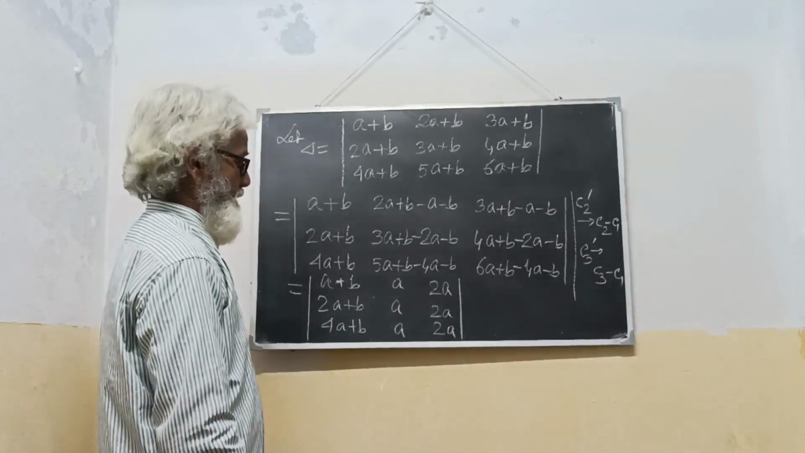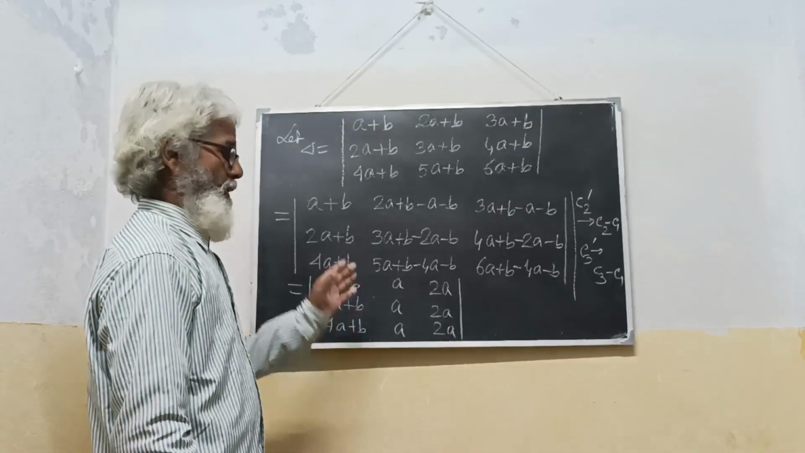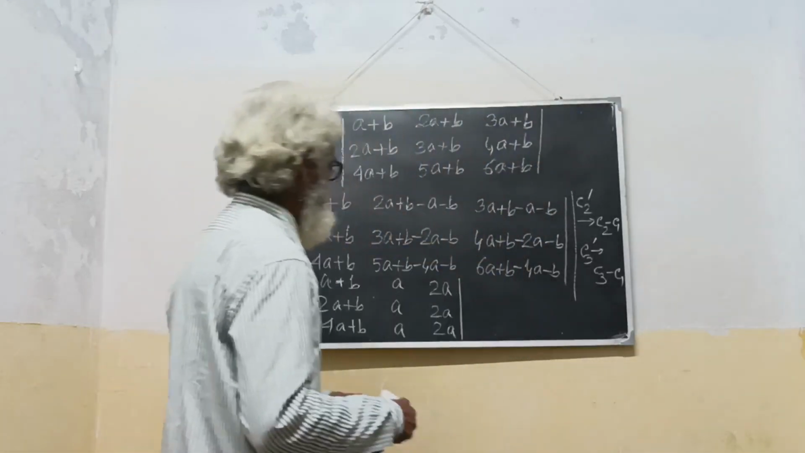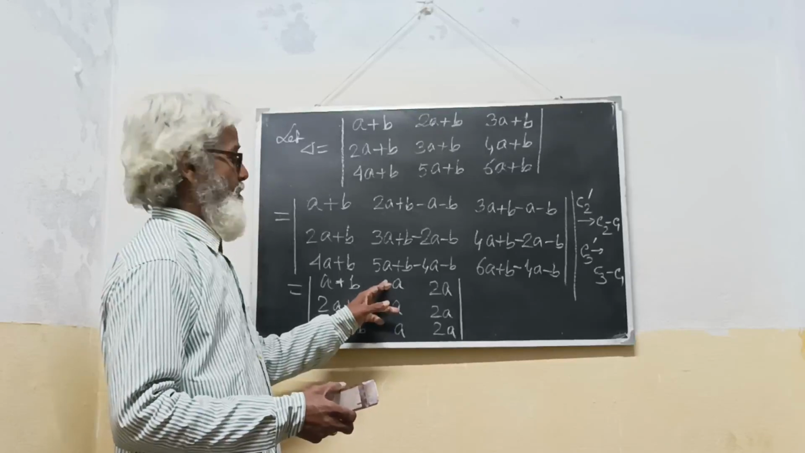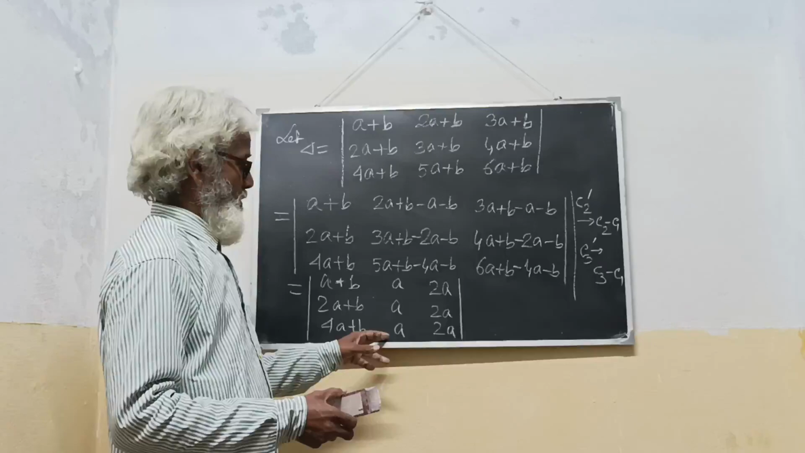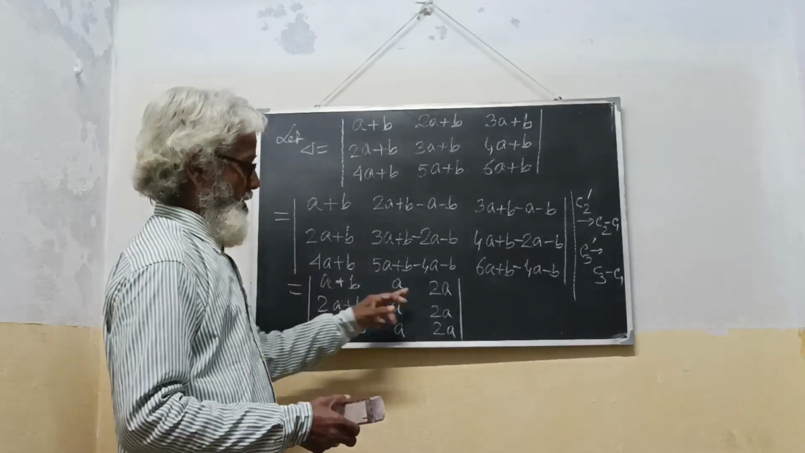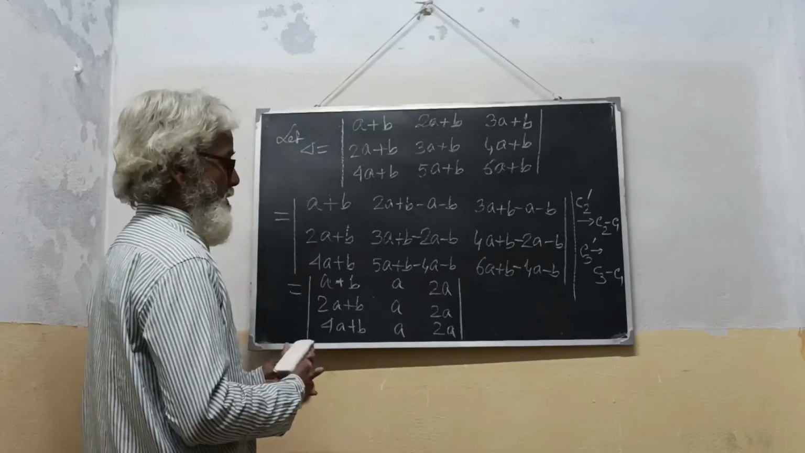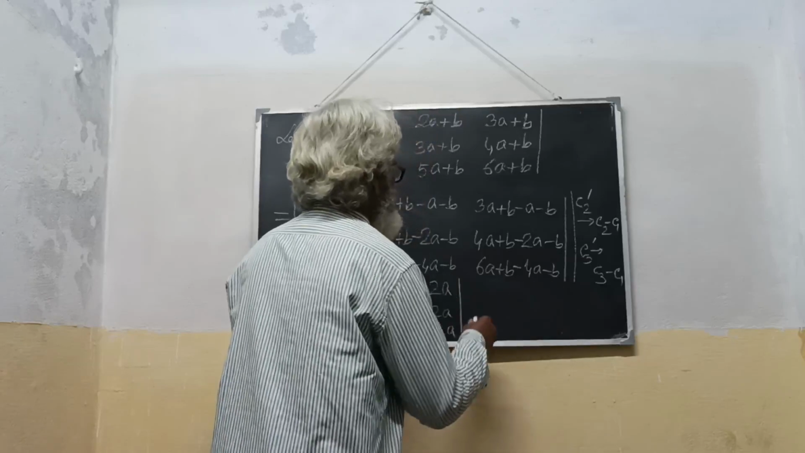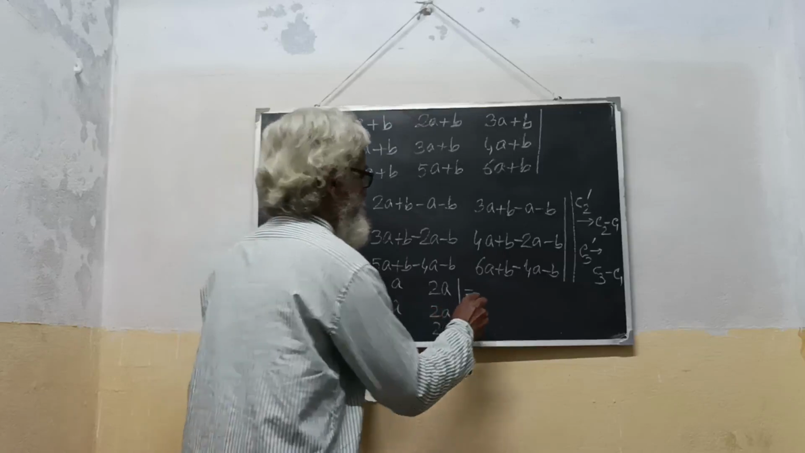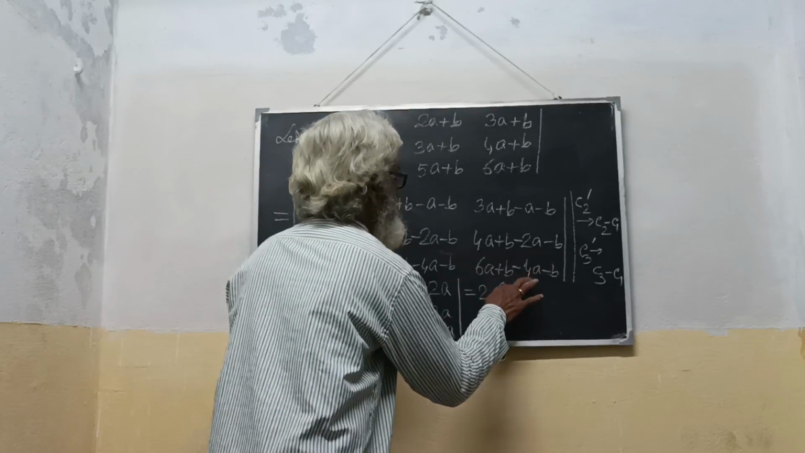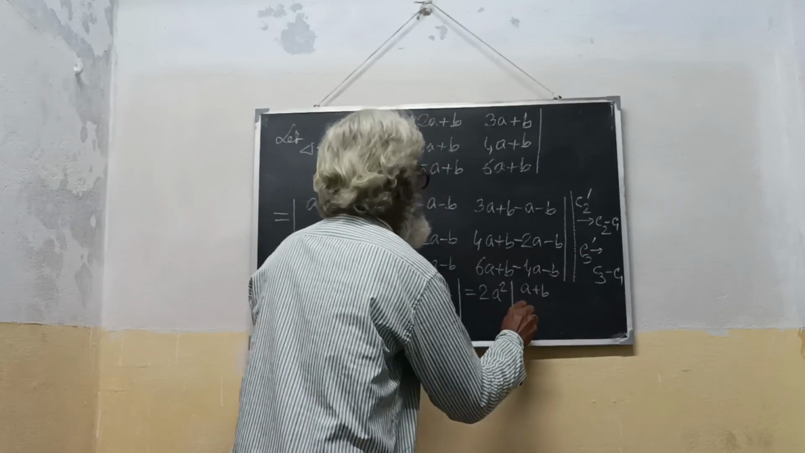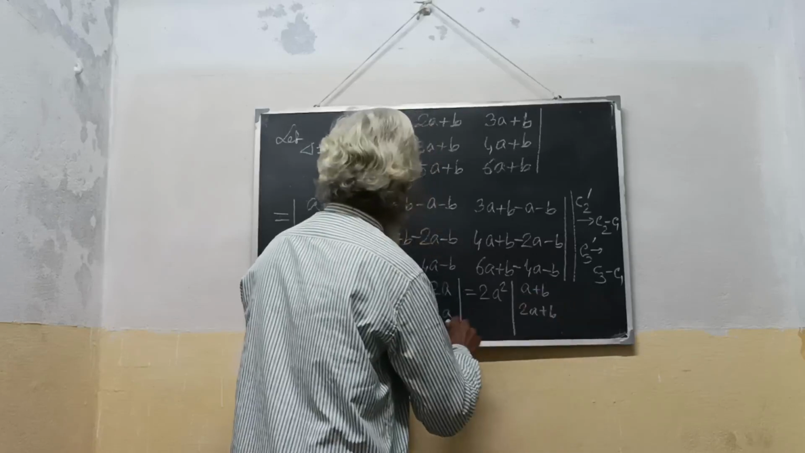Now our property was that if some elements in a column are obtained in common form, that is, the second column contains all elements a and that is common, it can be taken outside of the determinant sign, as well as 2a is the common element of the third column, so that can also be taken outside of the determinant sign. So you write this equal to a from here, 2a from here, so it will give you twice a squared. The first column remains the same: a plus b, 2a plus b, 4a plus b.